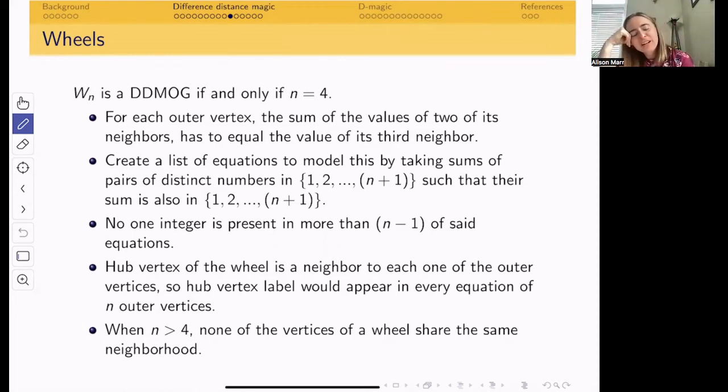either on the addition side or the equal sign. And so that hub vertex, the one in the center, is a neighbor to every one of those outer vertices. So it would appear in every single equation of those n outer vertices. And once n is greater than 4, none of the vertices share the same neighborhood, so these are all distinct equations. And so we would need that vertex value to appear in n equations, but at max, any number can only appear in n minus 1 of those equations. And so we just don't have enough numbers to label this wheel in that way.